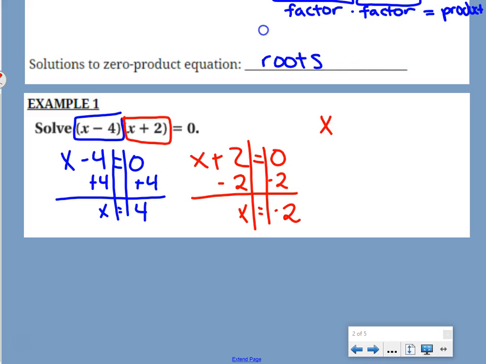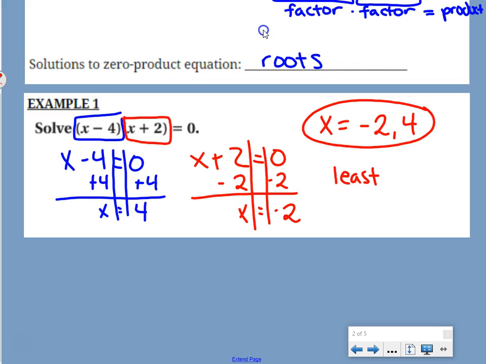So we write that x equals negative 2, comma 4. The standard is to write your answer from least to greatest. So put the least number first, negative 2, and then put your greater number second, 4.